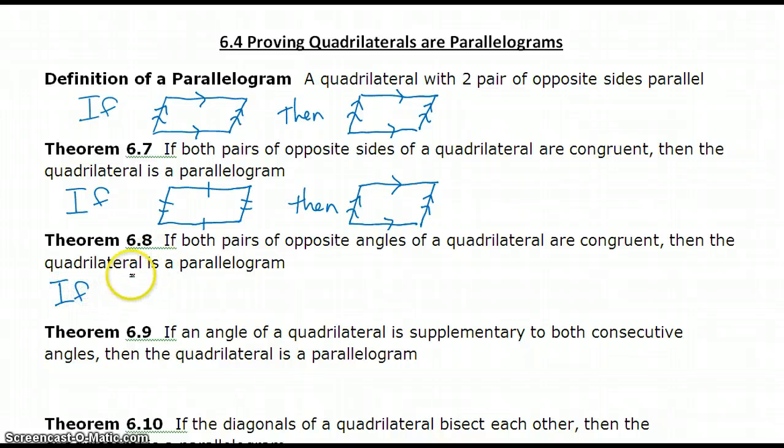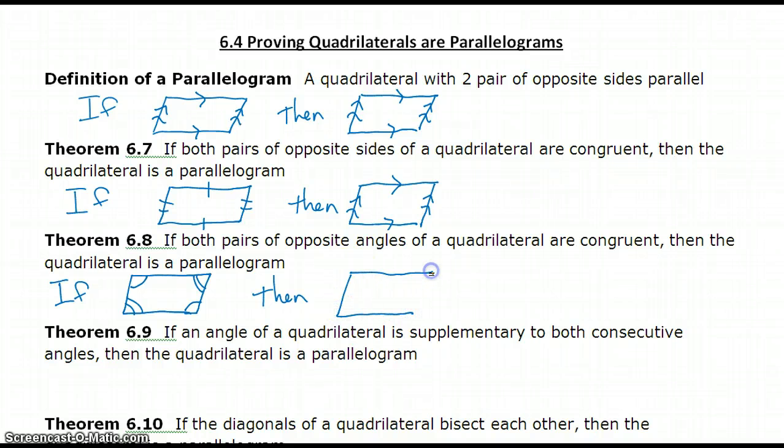If in our quadrilateral we can prove that our opposite angles are congruent, if we have one pair of opposite angles congruent and a second pair of opposite angles congruent, then we have a parallelogram by theorem 6.8.